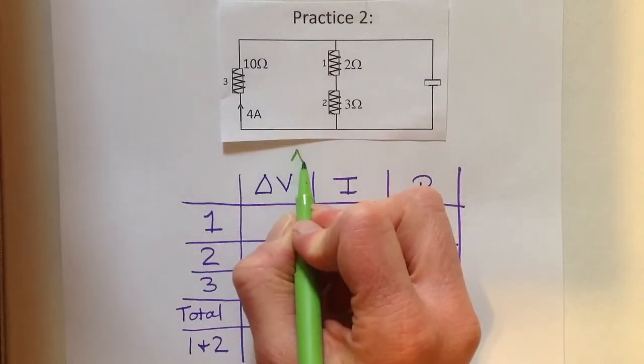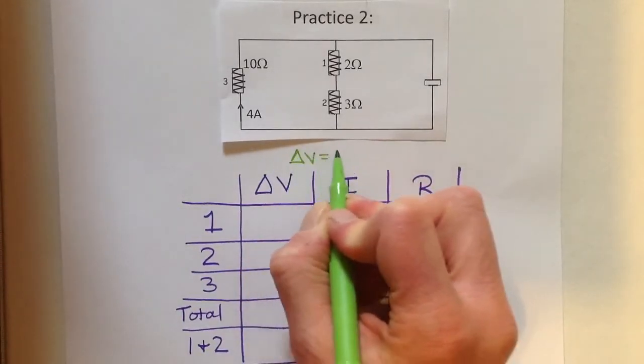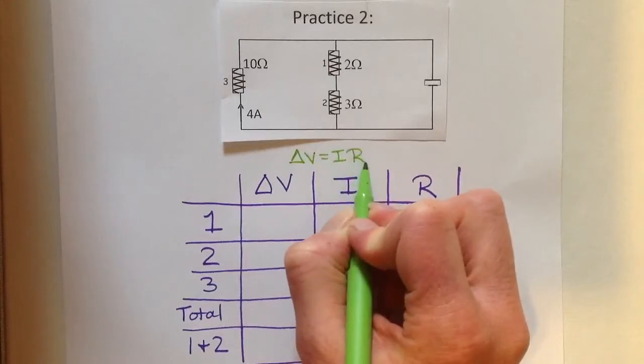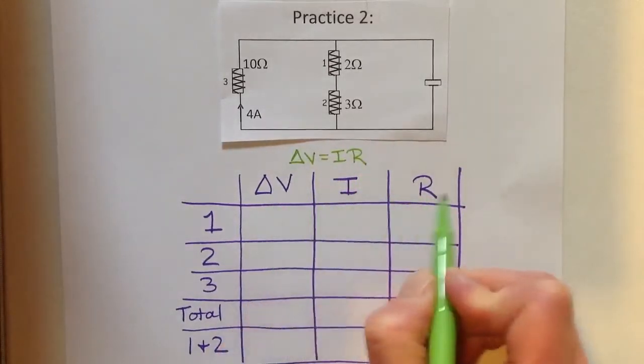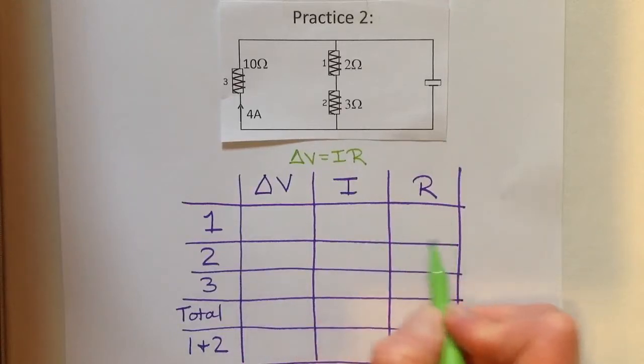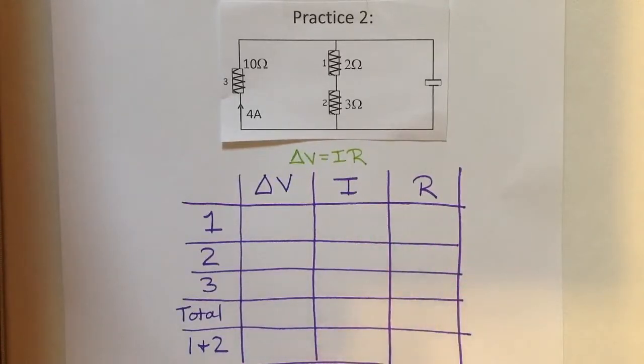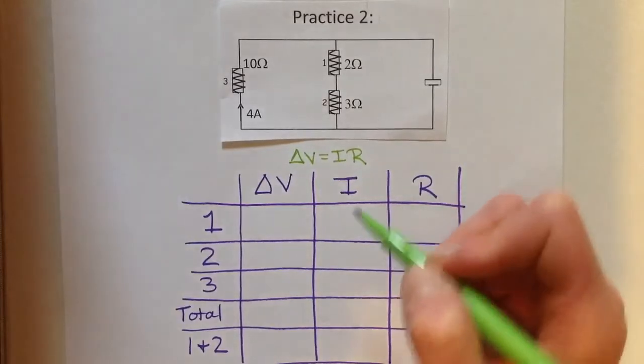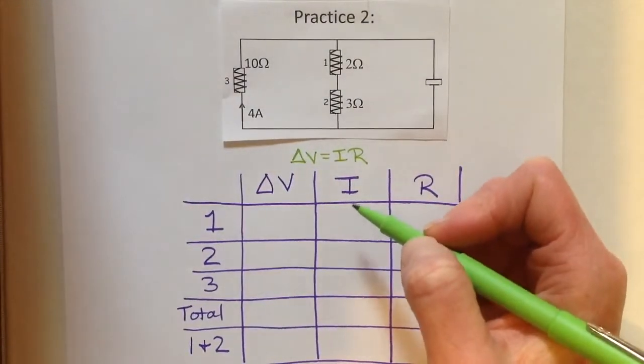This is a helpful way to think about our circuits because with Ohm's law, remember we have this relationship V equals IR, and so in this chart everything should line up so that this column is equal to the current multiplied by the resistance in these two columns. This is also a helpful way to organize our information.